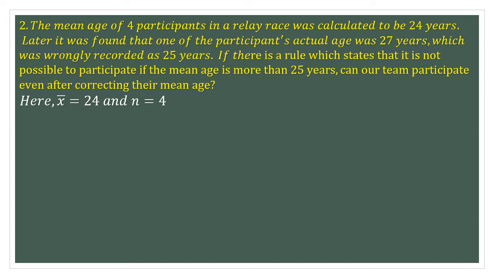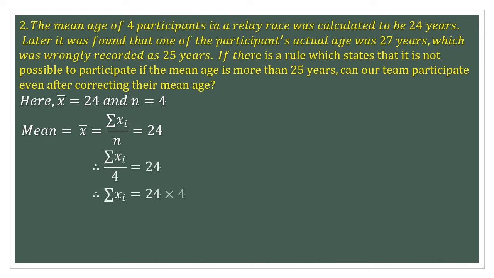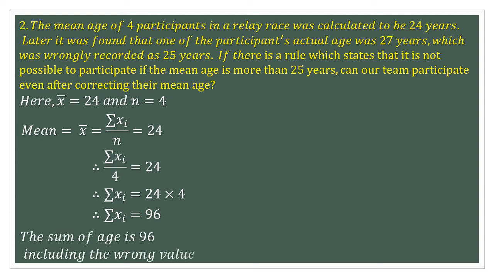How we do that? We do that by writing down the mean formula. X bar is equal to summation xi upon n, which is 24. We will replace the value of n with 4 and take it to the opposite side. So summation xi will be 24 into 4, that will be 96 years. So the sum of age of all the 4 participants is 96, which includes the wrong value itself.